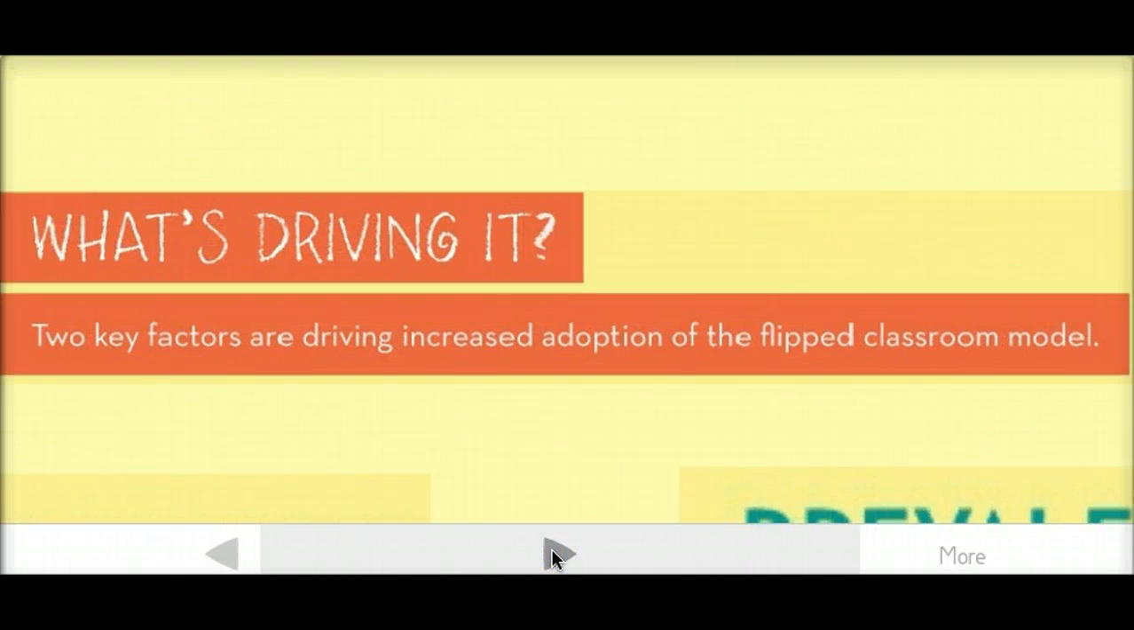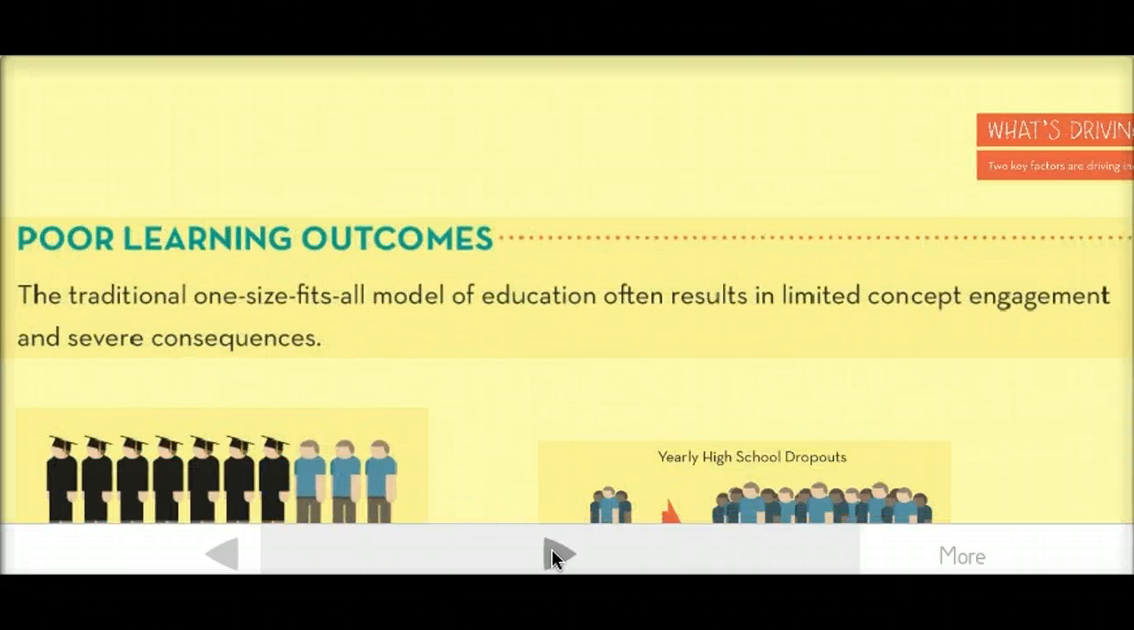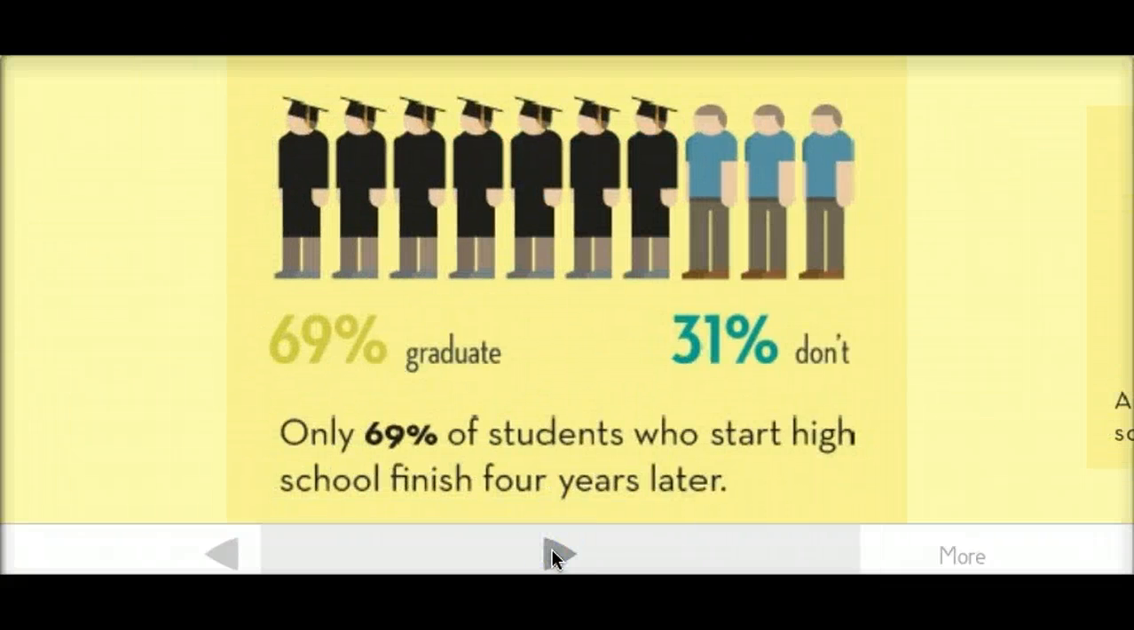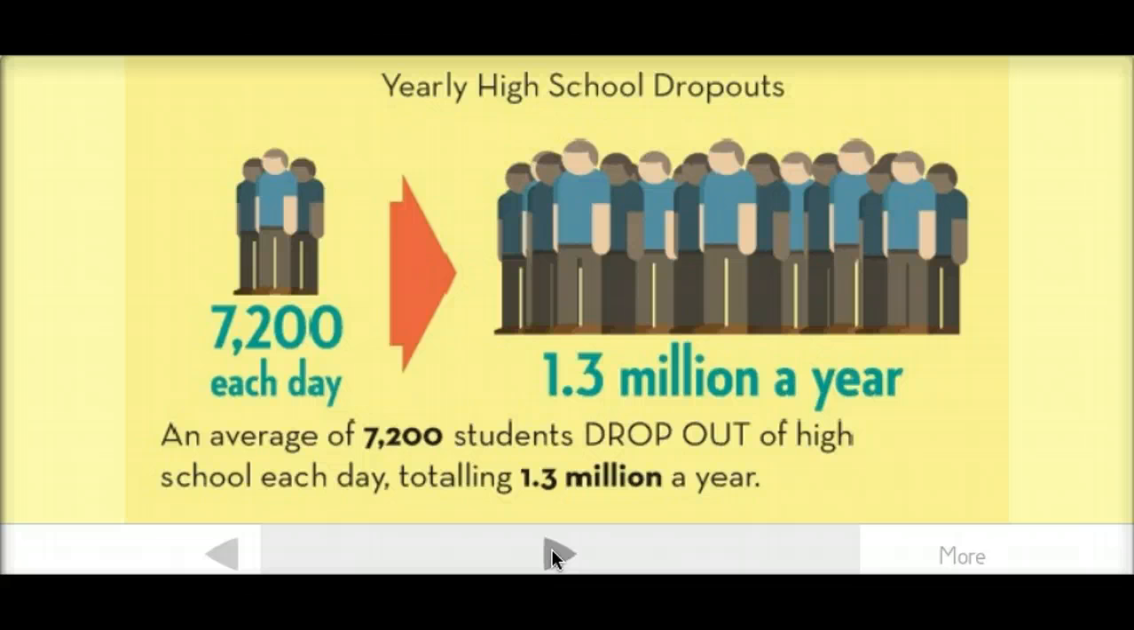What's driving it? Two key factors are driving increased adaptation of the flipped classroom model. Poor learning outcomes. The traditional one-size-fits-all model of education often results in limited concept engagement and severe consequences. Only 69% of students who start high school finish 4 years later. An average of 77,200 students drop out of high school each day, totaling 1.3 million a year.